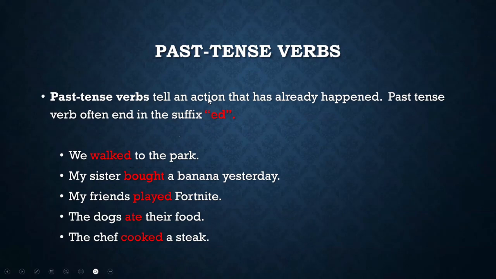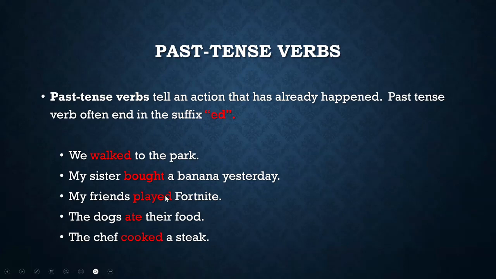Past tense verbs tell the action that has already happened. Past tense verbs often end in the suffix ed. We walked to the park. My sister bought a banana yesterday. My friends played Fortnite. The dogs ate their food. The chef cooked a steak. So you see these verbs have ed or some other ending that show that the action happened in the past. It already happened before. That's what past tense means.